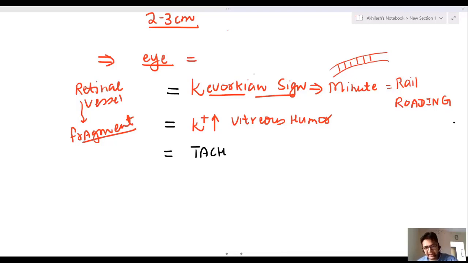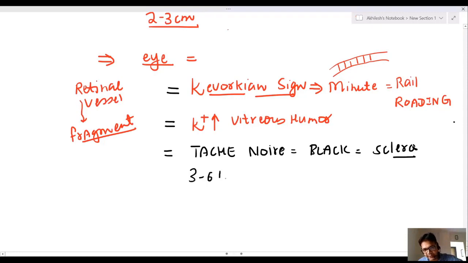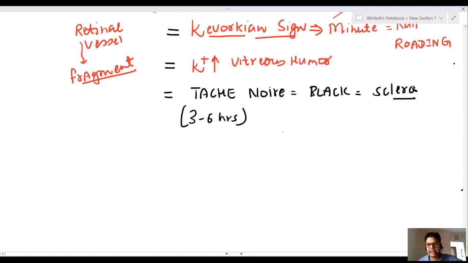The third finding in the eye is Tache noire. Actually, sir, Tache noire are black spots in the eye, in the sclera part, and they are seen 3 to 6 hours after death. I will show you the picture also.